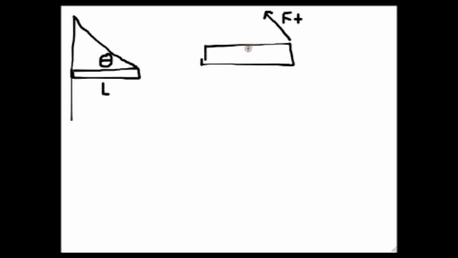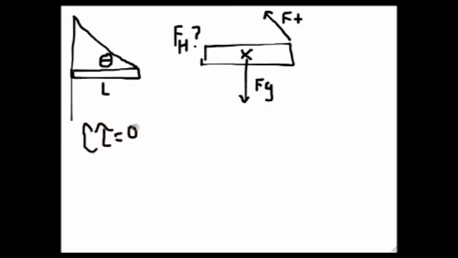X marks the center of mass. The force of gravity is always drawn from the center of mass. This will help us with our torque equations. We want to find the force of the hinge. First, we know that the system has to be in equilibrium because the beam isn't moving. The sum of the torques has to equal 0. And it has to equal 0 no matter where the pivot point is placed.